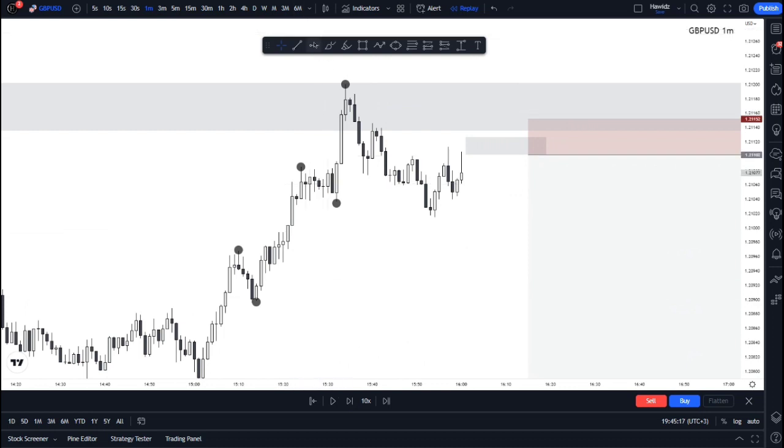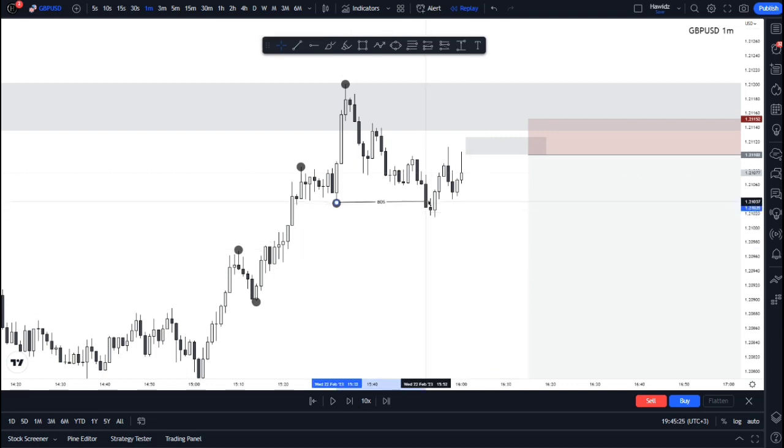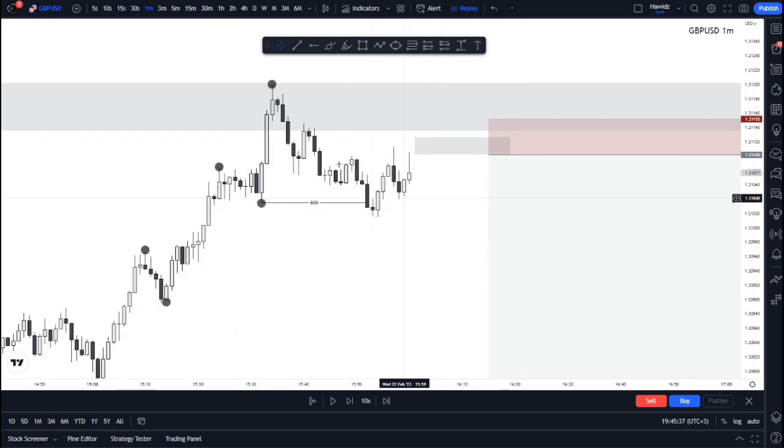Boom. So price comes down and then takes out this low here, which is a break of structure, indicating that this pullback, this intermediary uptrend, which is a pullback trend, has ended, and now price is reversing to the downside and going with the overall trend.